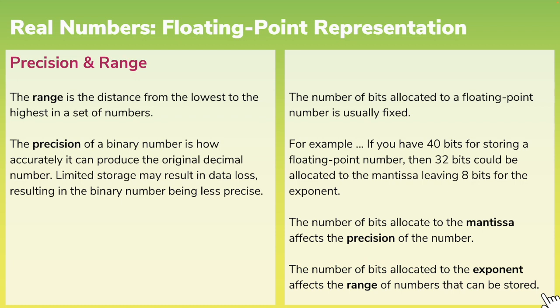The number of bits allocated to floating point representation is usually fixed. So if we have 40 bits for storing a floating point number, then we could set aside 32 bits for the mantissa, leaving 8 bits for the exponent. The number of bits allocated to the mantissa affects the precision of the number, and the number of bits allocated to the exponent affects the range of the numbers that can be stored.